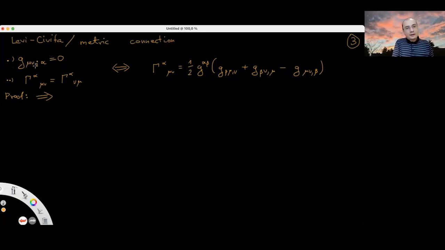We begin by writing explicitly what this equation means in terms of the gamma coefficients. We've got the standard derivative of the metric in these coordinates, followed by minus gamma beta mu alpha g beta nu. So we have to add appropriate gamma terms with the minus sign, because this is a tensor with lower indices. So for each lower index, mu and nu, we have to add this term.